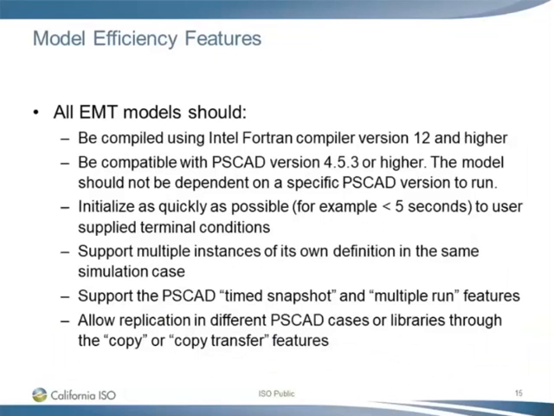Next, we'll go over model efficiency features. All EMT models should comply with these requirements regardless of generation type. EMT models should be compiled using Intel Fortran compiler version 12 and higher. The ISO and the PTOs will no longer accept PSCAD models compiled using G-Fortran. Additionally, EMT models should be compatible with PSCAD version 4.5.3 or higher, but the model should not be dependent on a specific PSCAD version to run.